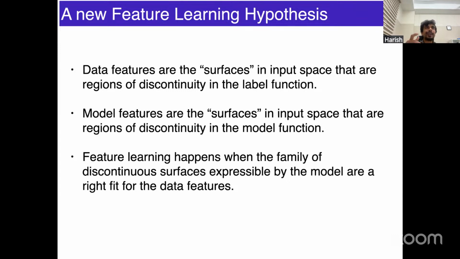To that end, we take a direction where we propose a new feature learning hypothesis and a mechanism of feature learning. So that's the main.